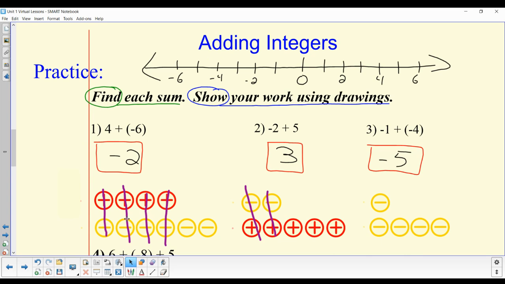So you can always use integer tiles when you are adding your integers together. Some people might like using a number line better, but I like tiles too, because there will be times when you have much larger numbers in the 20s or 30s or hundreds, where you don't want to draw out that many tiles or draw a number line that large.